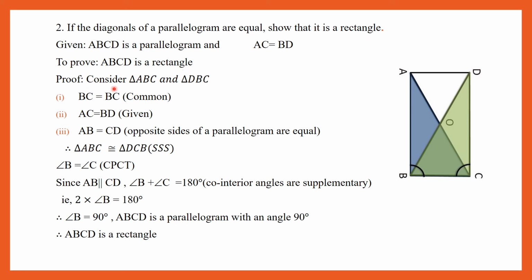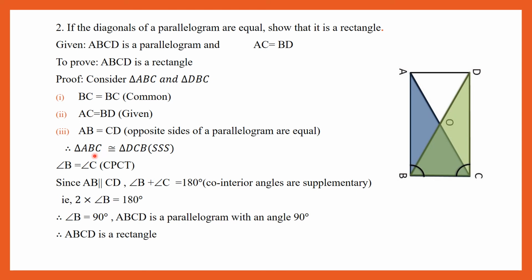For the proof, let us consider the triangle ABC and the triangle DBC. We can see BC is a common side for both the triangles. The first condition is BC is equal to BC, common. We are given AC equal to BD, that is given, and third condition we know AB equal to CD, which are opposite sides of a parallelogram, and we know opposite sides of a parallelogram are equal. Therefore, we can say triangle ABC is congruent to triangle DCB using SSS congruency.